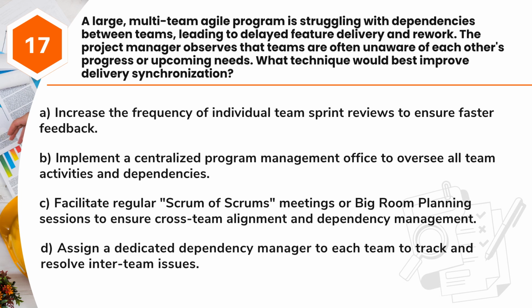A. Increase the frequency of individual team sprint reviews to ensure faster feedback. B. Implement a centralized program management office to oversee all team activities and dependencies. C. Facilitate regular Scrum of Scrums meetings or big room planning sessions to ensure cross-team alignment and dependency management. D. Assign a dedicated dependency manager to each team to track and resolve inter-team issues.